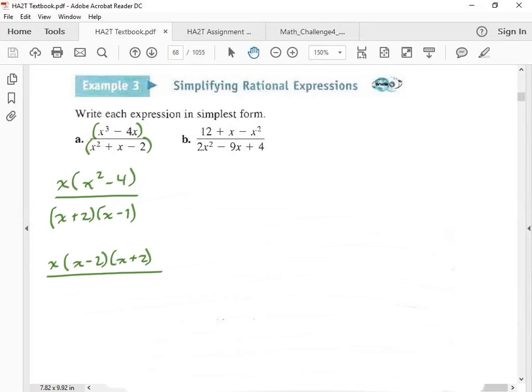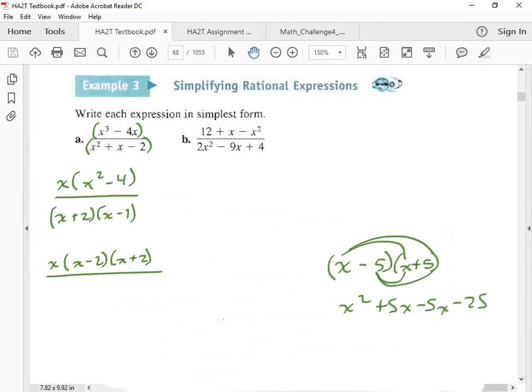Let's look at a different difference of squares. Let's say I had (x - 5)(x + 5). If I were to multiply these together, I would go x times x, which would be x squared, x times 5, which would be 5x, negative 5 times x, which is negative 5x, and then negative 5 times positive 5, which is negative 25. What happens to my x terms? They cancel out. So I get x squared minus 25.